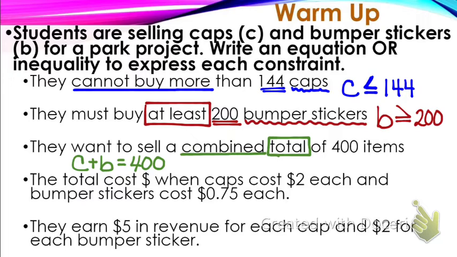All right, next one down. The total cost when caps cost $2 each and bumper stickers cost 75 cents each. Equation or inequality? Equation. Do I know what the total is? No, it's not. It's 2 each. 2 each for what?